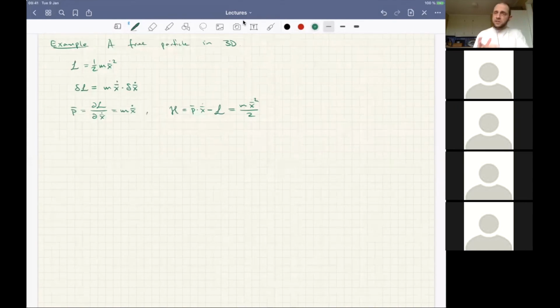So let's consider a few transformations of this, just to get a feeling. The first one we can consider is δx equal to a constant, as an example. So I can put this equal to x0.